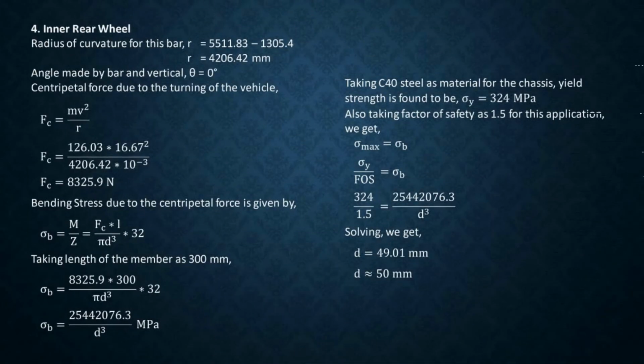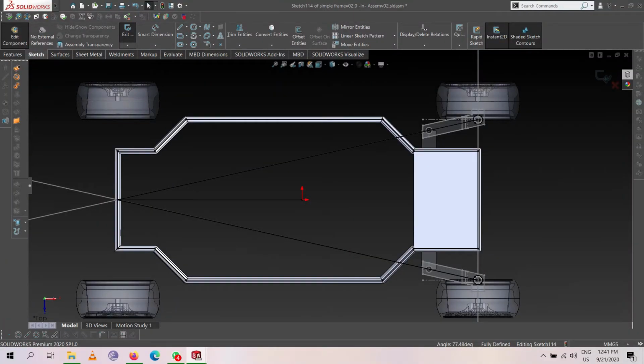Continuing with the determination of the dimensions of the chassis members of a vehicle which operates on the Ackermann steering mechanism. Beams of the chassis connected to the rear wheel are perpendicular to the direction of the centripetal force resulting from the turning of the vehicle. So those members are subjected to bending stress only, unlike members connected to the front wheel.